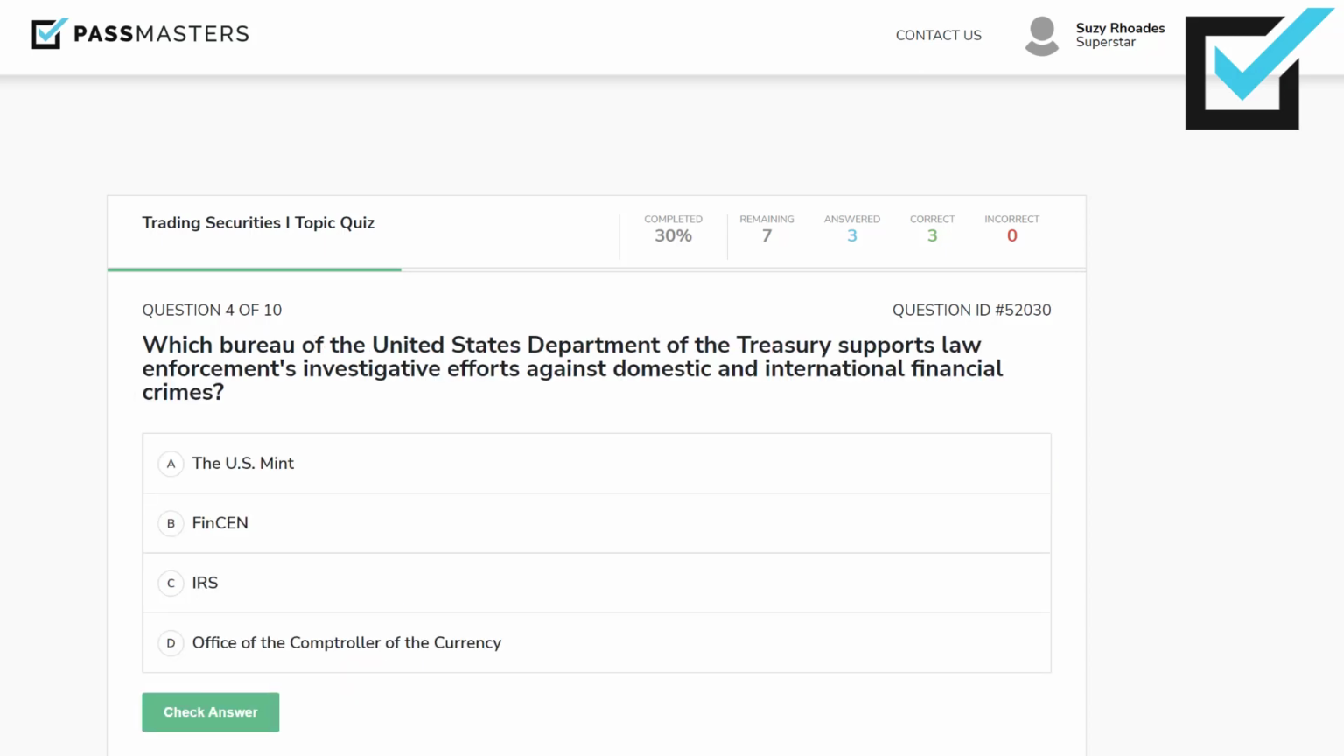Which bureau of the United States Department of the Treasury supports law enforcement's investigative efforts against domestic and international financial crimes? The U.S. Mint, FinCEN, IRS, or Office of the Comptroller of the Currency? It is FinCEN, the Financial Crimes Enforcement Network. They are a bureau found within the Department of the Treasury.